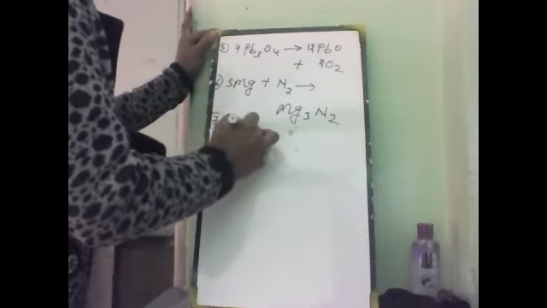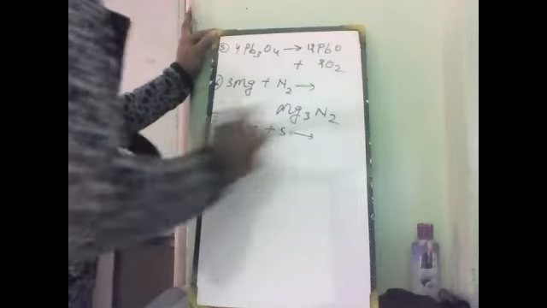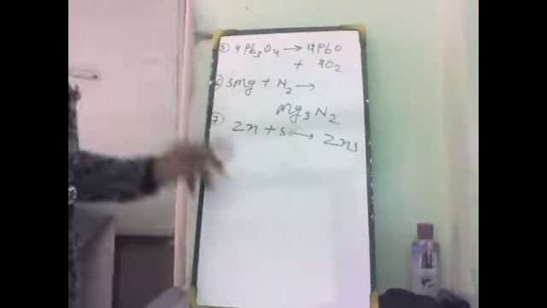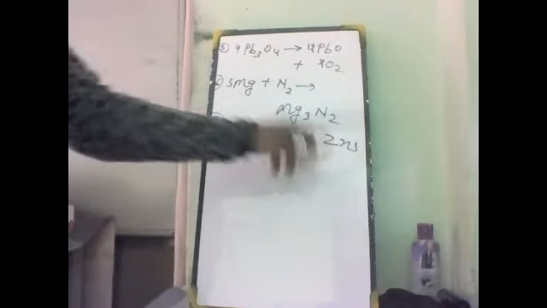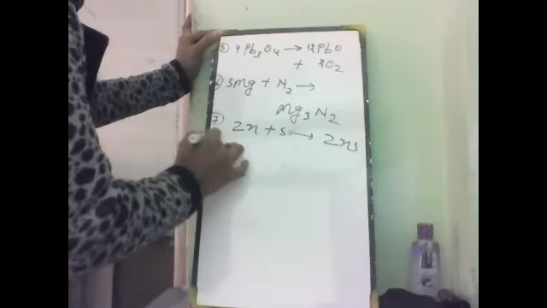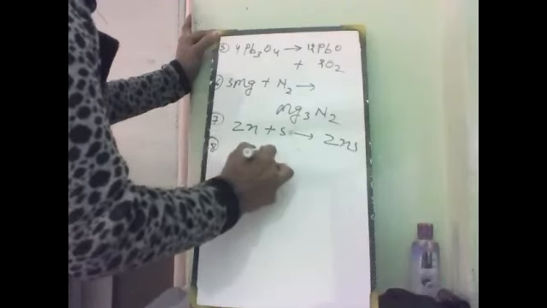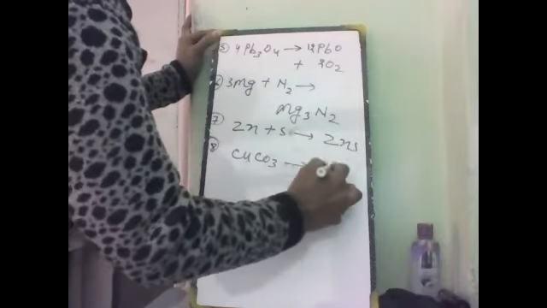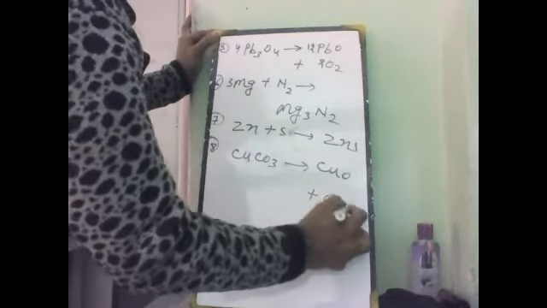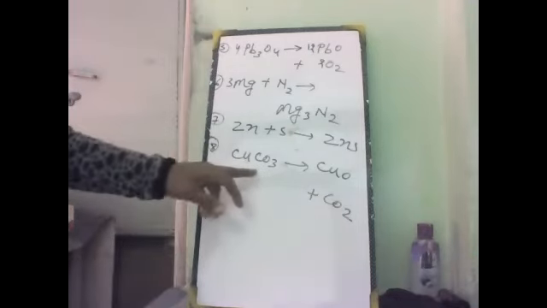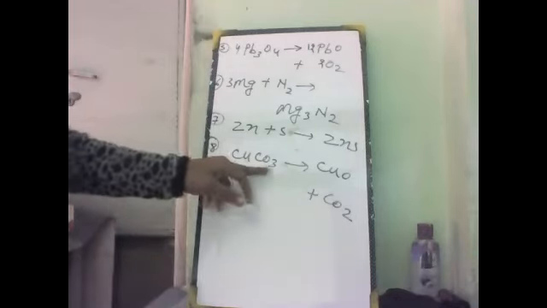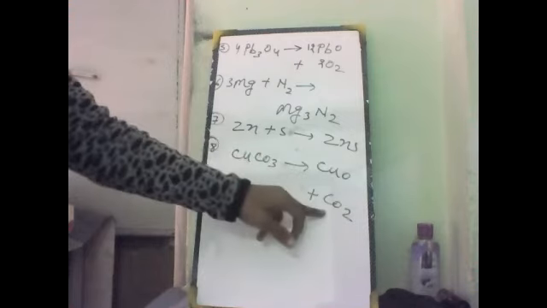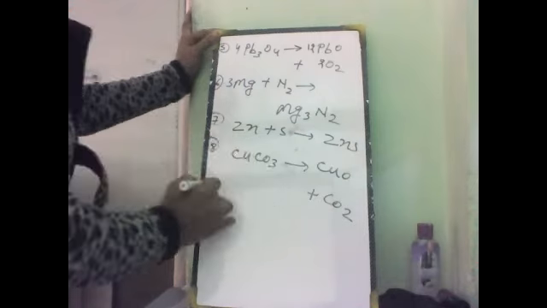Number 7, zinc reacts with sulfur and it forms ZnS. All the atoms are single, so here is also one. It is a balanced equation. Number 8, CuCO3 on heating forms CuO and CO2. So the number of oxygen is 3, 2 and 1, 3. Number of copper atom is 1 and carbon is 1. Already balanced.